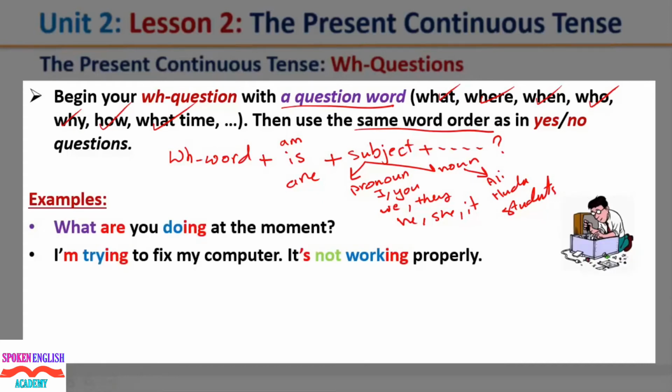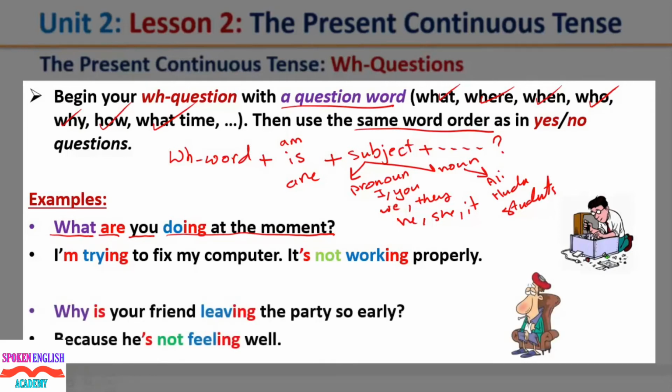Now let's see some examples. What are you doing at the moment? Notice here the question starts with the WH word, followed by the verb. After that we have the subject. Then complete your question. What are you doing at the moment? The answer, I'm trying to fix my computer. It's not working properly.